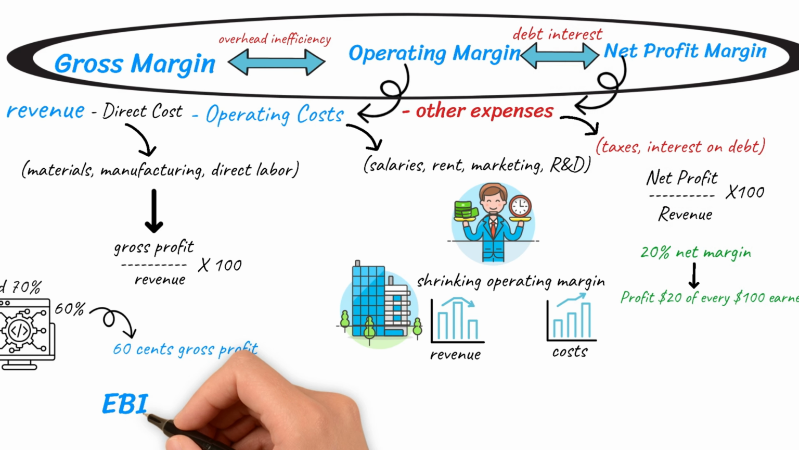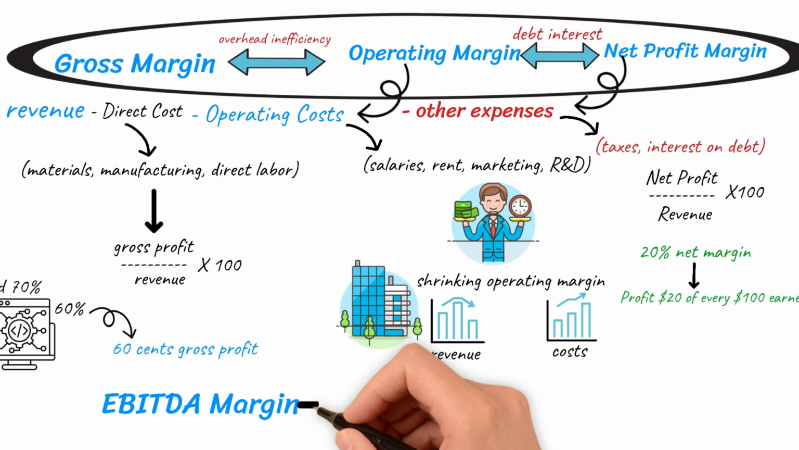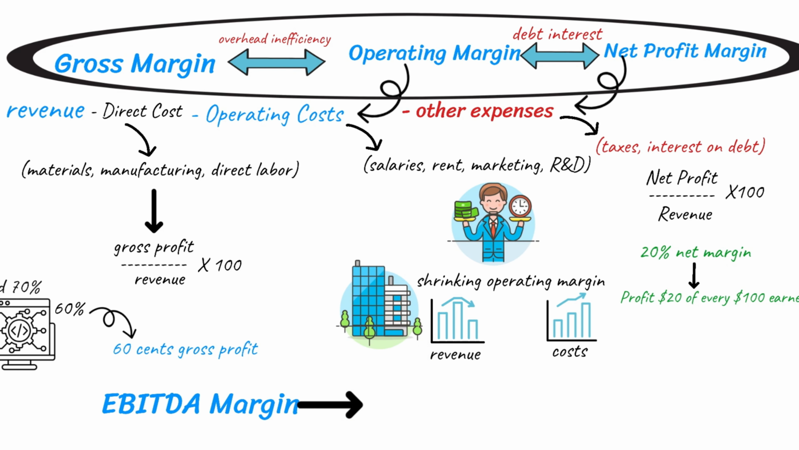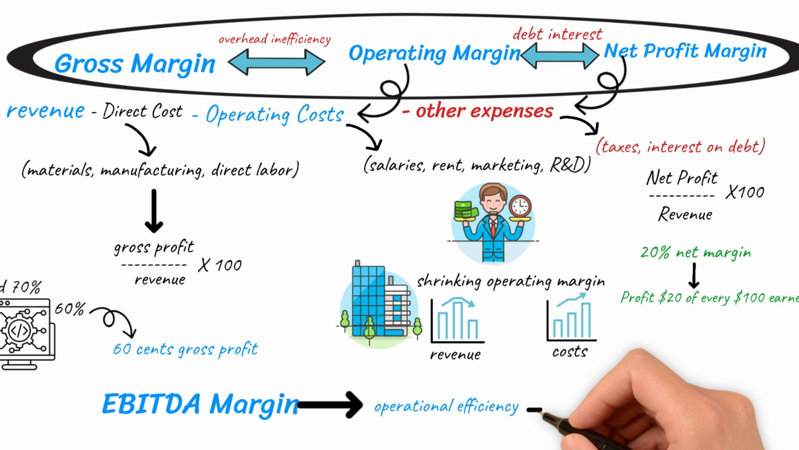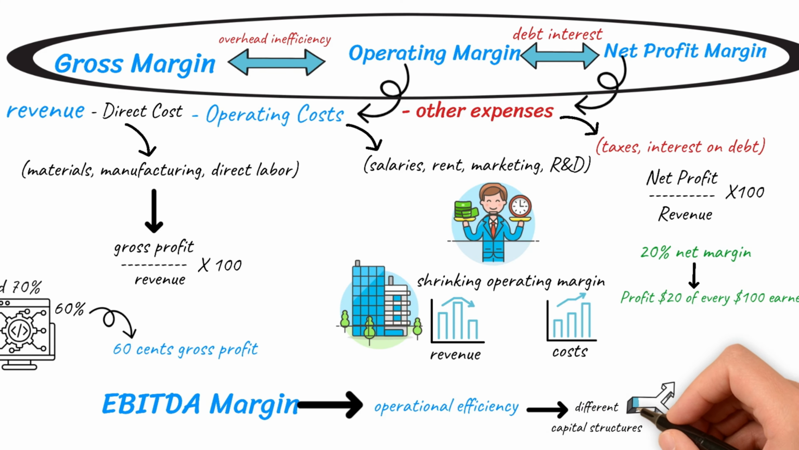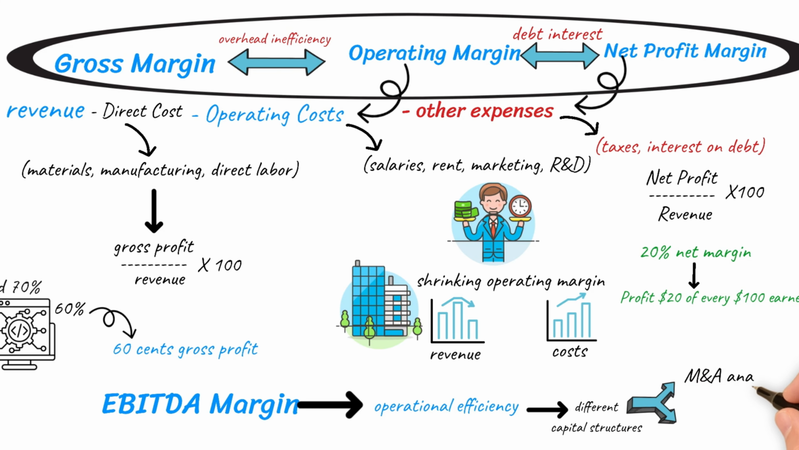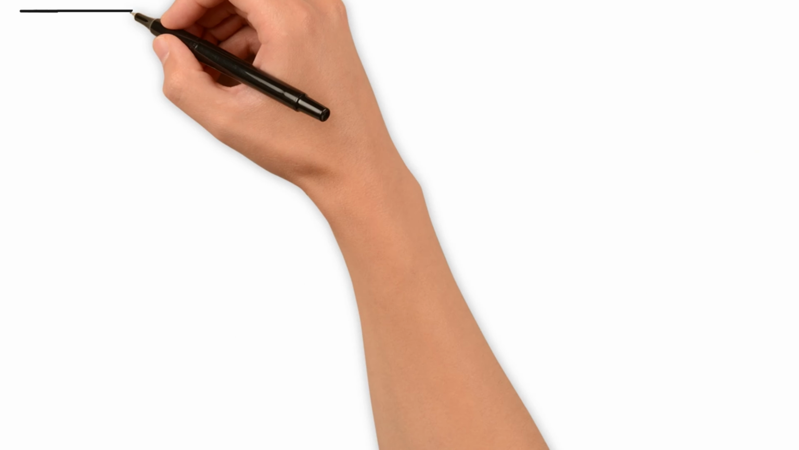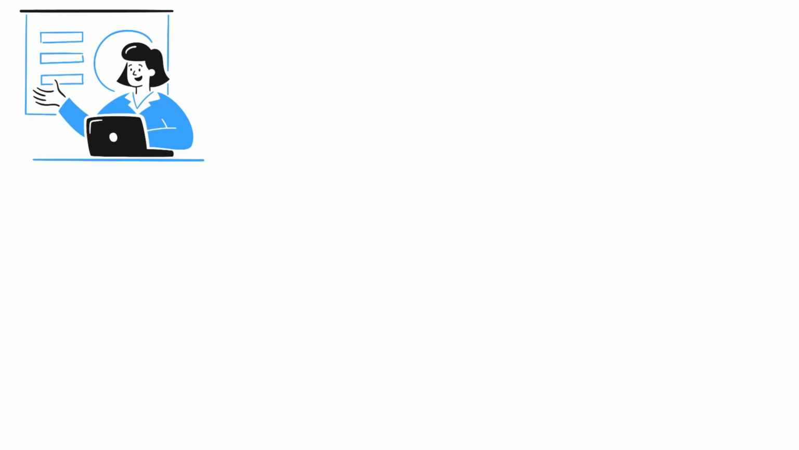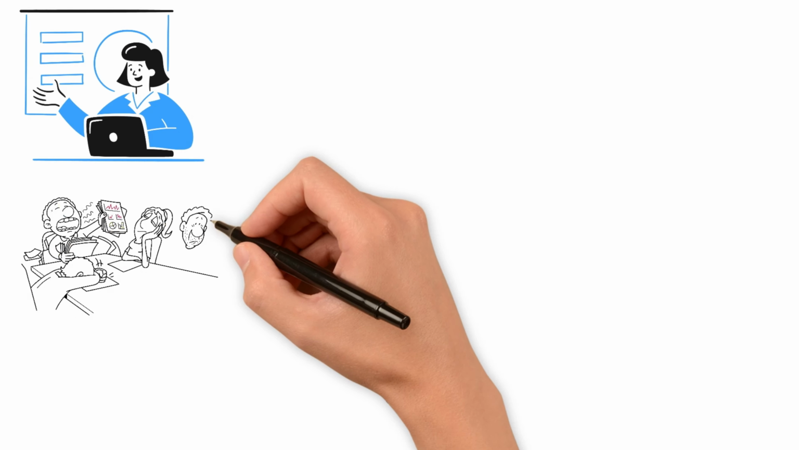One more, EBITDA margin. EBITDA as a percentage of revenue. This is a pure measure of operational efficiency stripped of financing and accounting decisions, which makes it excellent for comparing companies across different capital structures and tax jurisdictions. It's widely used in M&A analysis and by institutional investors for exactly this reason. Now, let's talk about the ratios that measure how well management uses what it has.